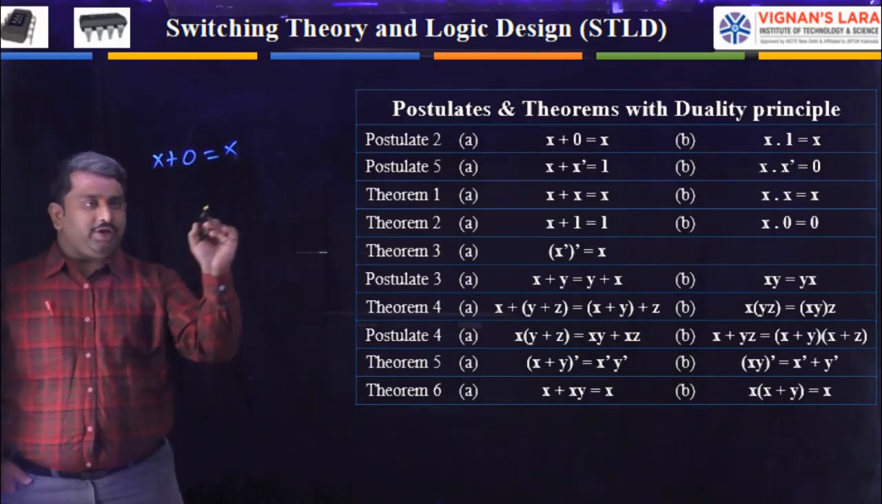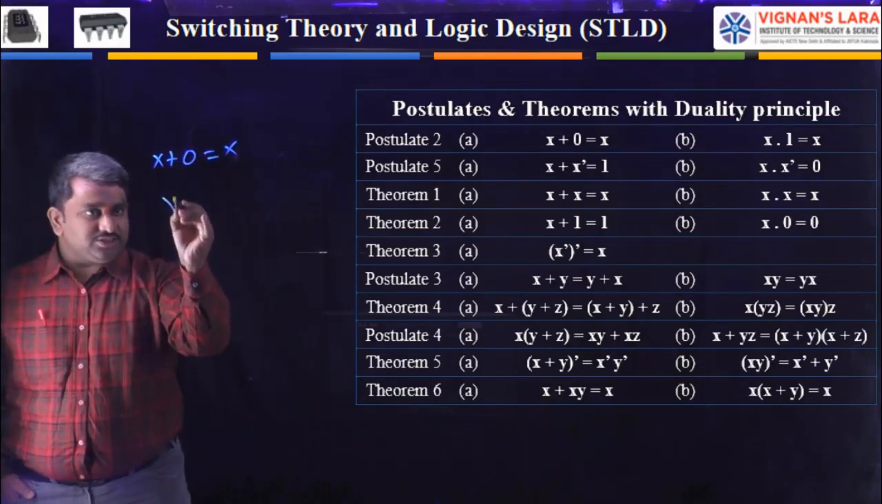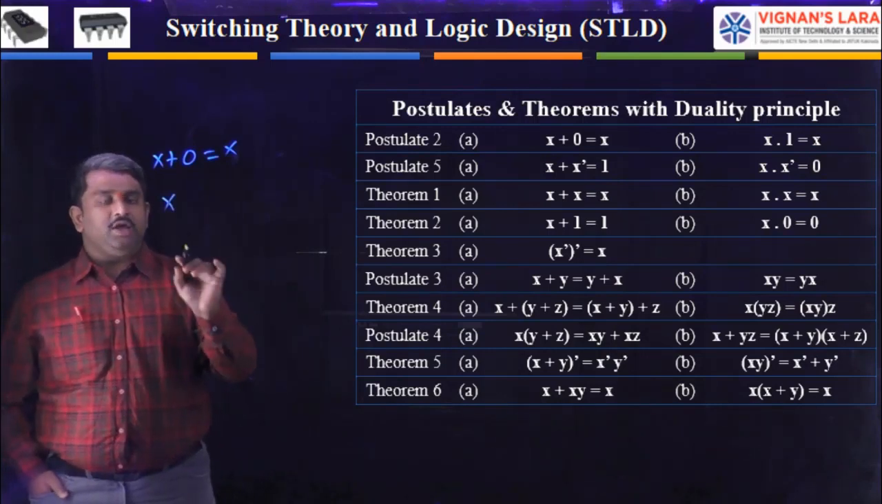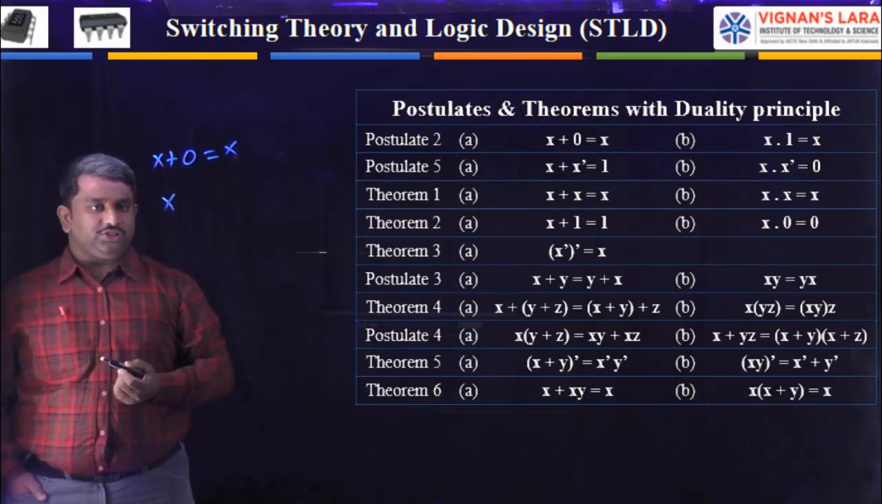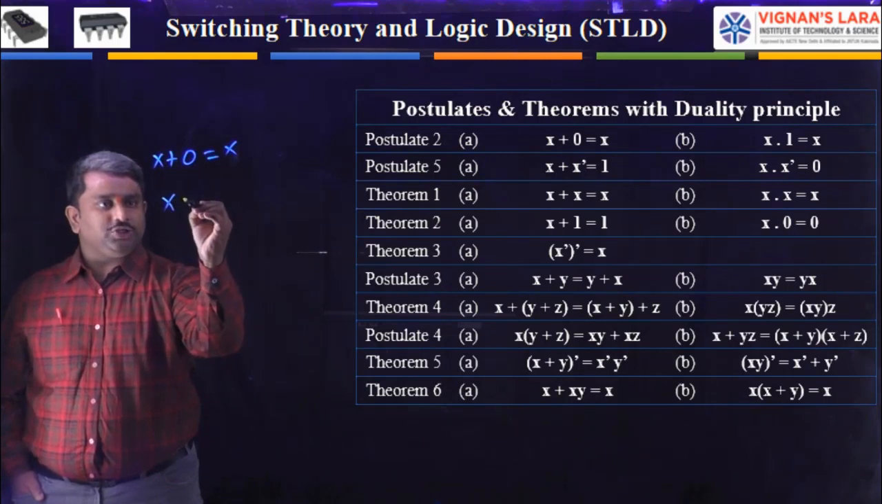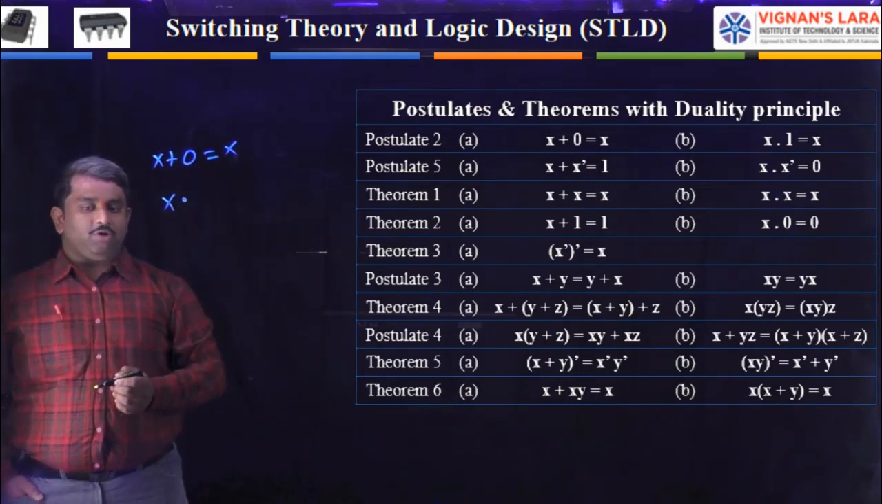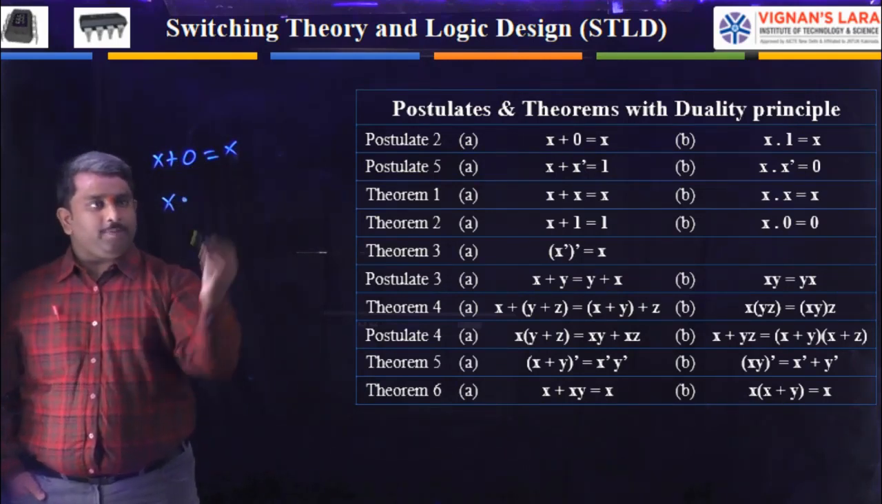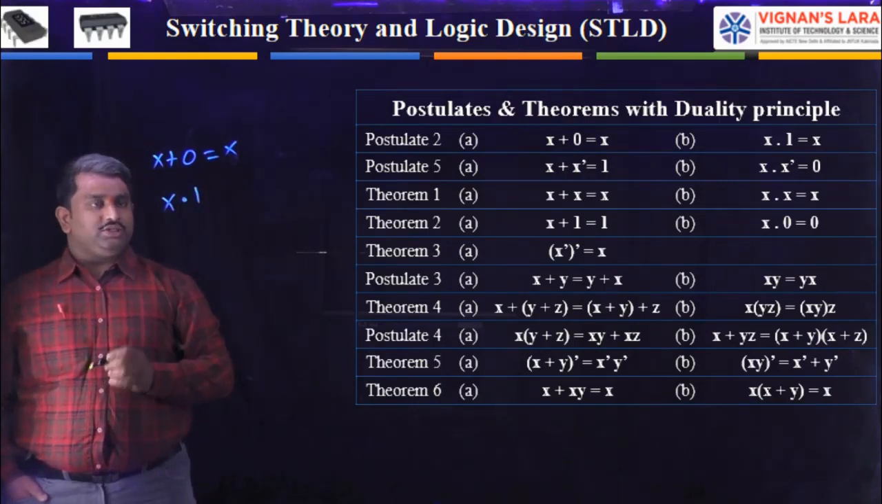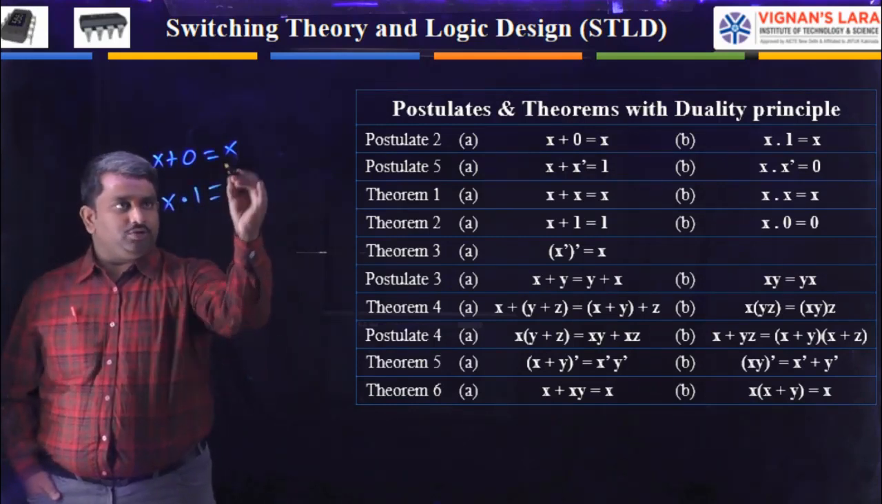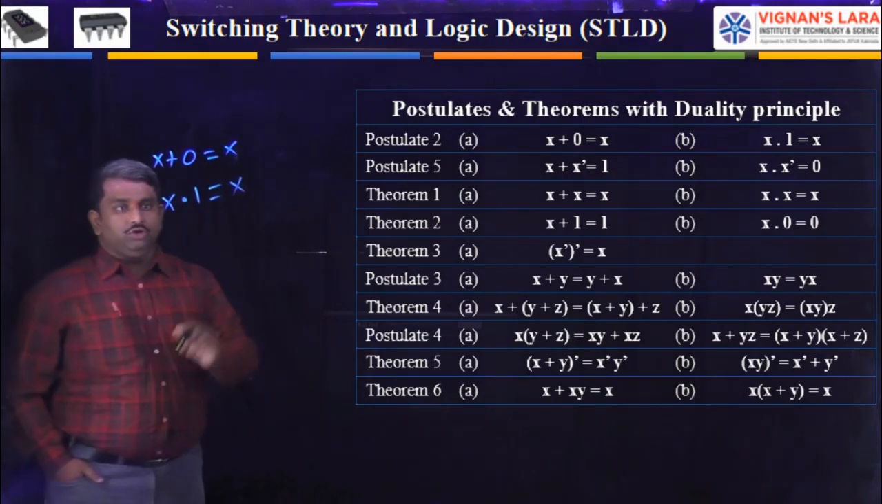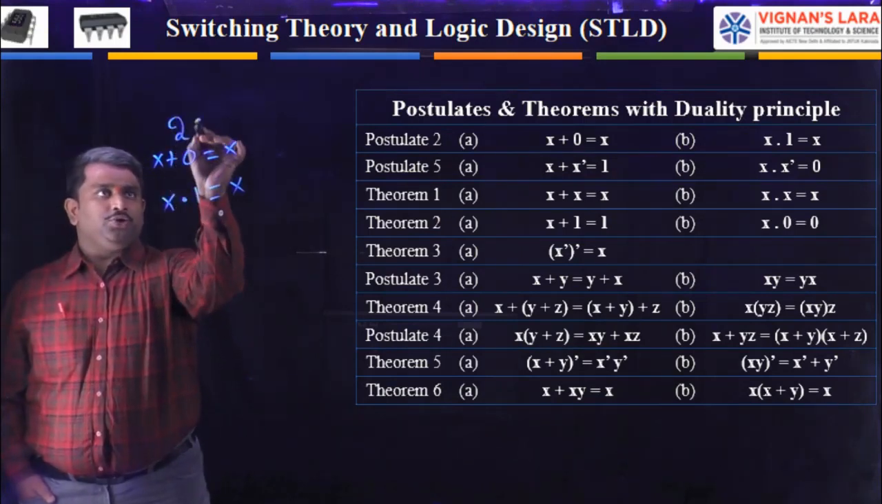Coming to the postulate 2b, x does not change here. There is no change in the variable. The plus operation changes to dot, and 0 changes to 1, equal to x. There is no change in the variable, so this is the property of 2a.